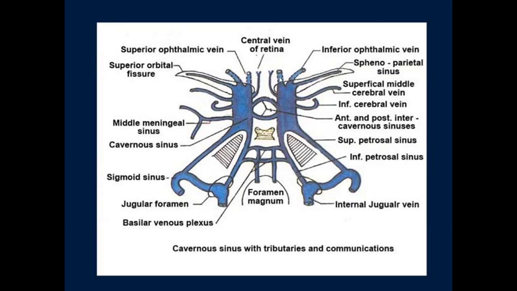And then the central vein of retina is coming through? So what is it coming here? Central vein of retina. Upper. Sir, it's below the cavernous sinus. No, through which foramen is it coming out? Which foramen the optic nerve comes? Optic canals.